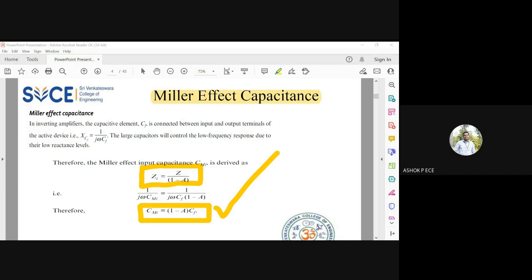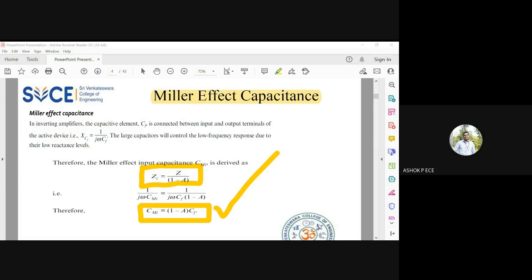It is very simple. Ri will be equal to... Sir, is it 1 by 1 minus A? 1 by 1 minus A into what? Into Cf. I am not using Cf here. Any other answer? I think nobody is following the class.